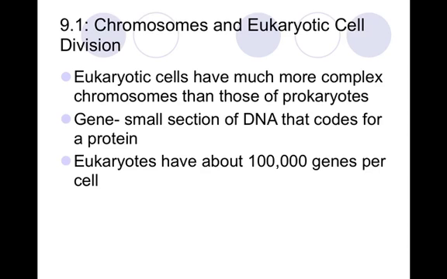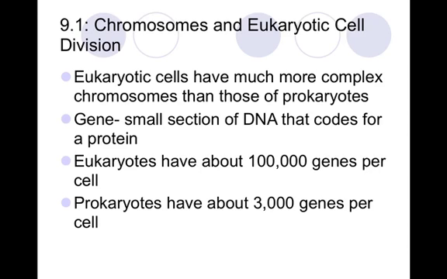So, chromosomes in eukaryotic and prokaryotic cells. As we know, eukaryotic cells are much more complex in terms of their chromosomes and their DNA. Vocabulary term: a gene is a small section of your DNA that codes for a protein. Again, remember all the important functions that proteins have and how important they are, and we'll come back to that later. Eukaryotic cells have about 100,000 genes per cell, where prokaryotic cells have about 3,000 genes per cell.